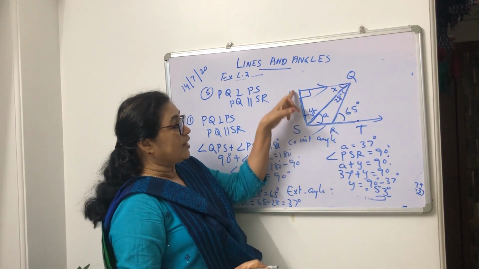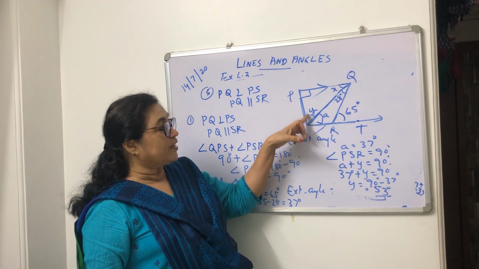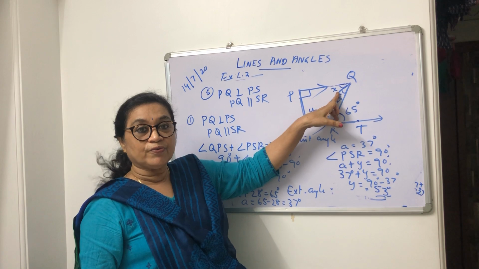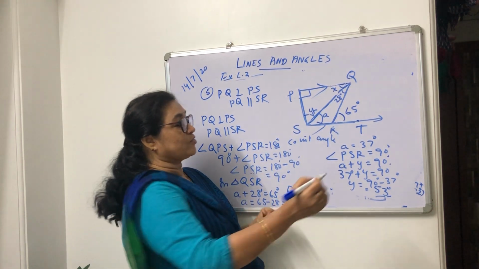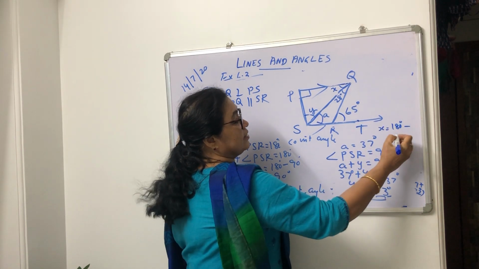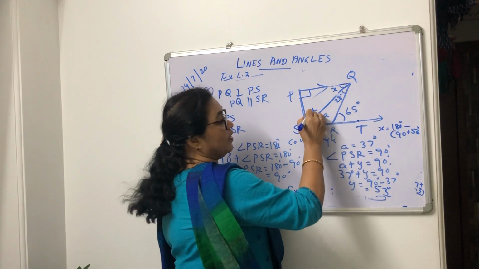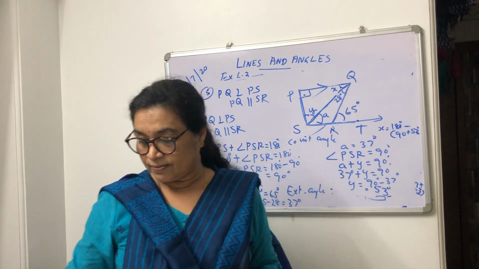So you take the triangle PQS. What is the value of Y? It is 53. This is 90. Then you can find out the value of X by angle sum property of a triangle. So X is equal to 180 minus 90 plus 53. Because y is 53, this is 90, so we can find out x.